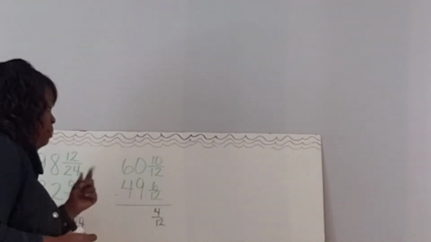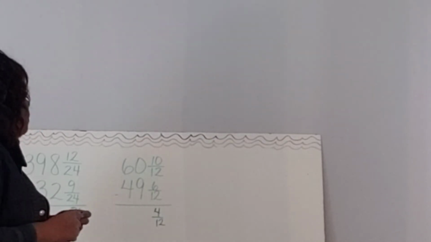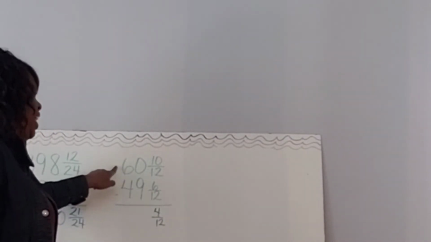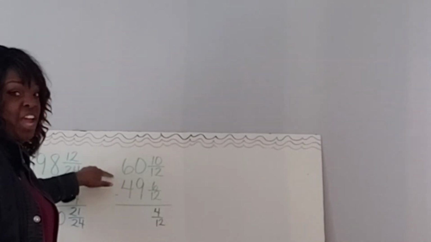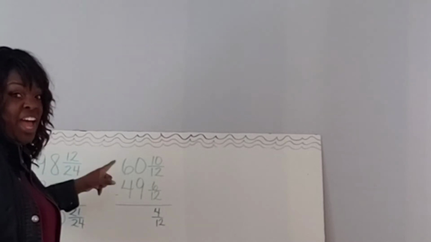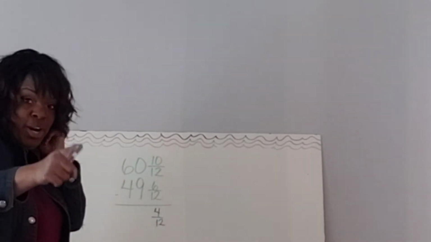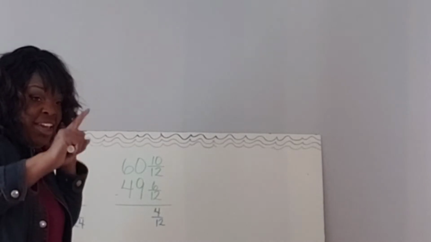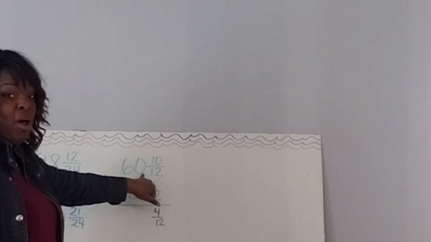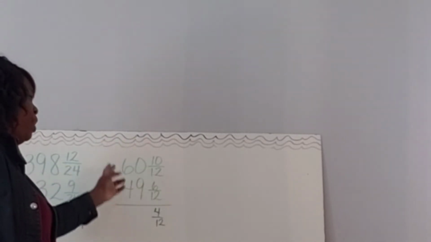And then we simply come and subtract. But what do we always do when we subtract, third grade? We check the top. Check the top. We always check the top. Make sure you are checking the top, because if the number on the top is too small, we need to borrow.